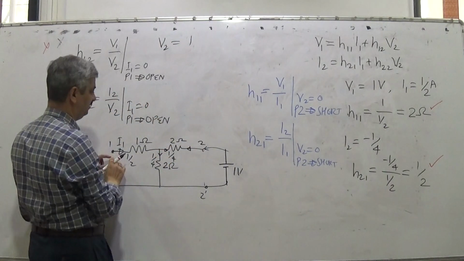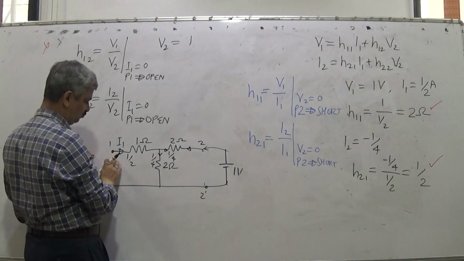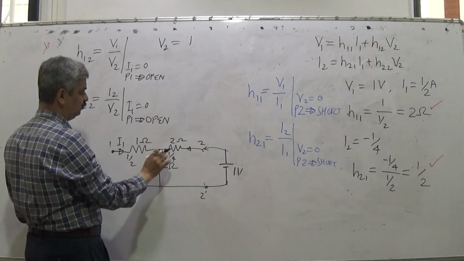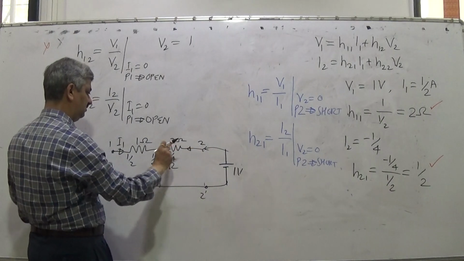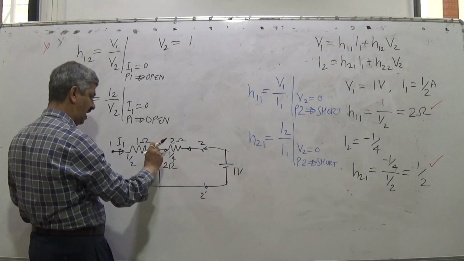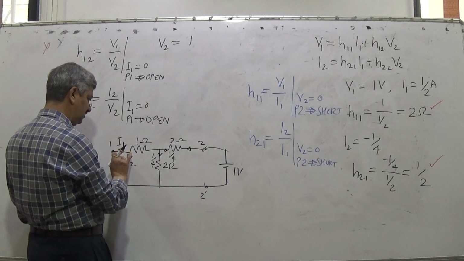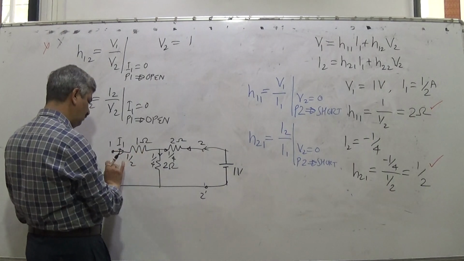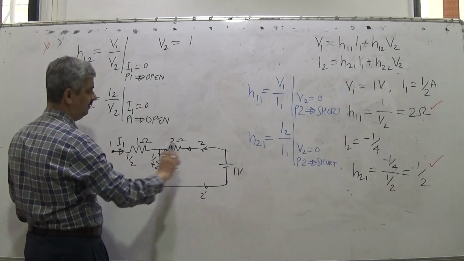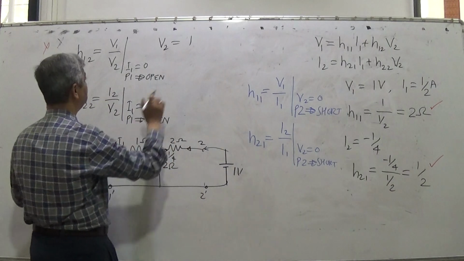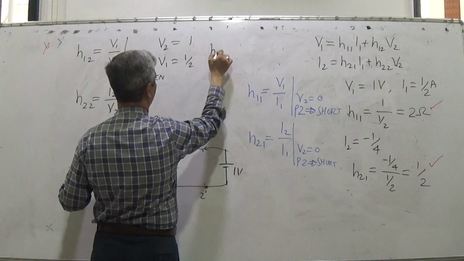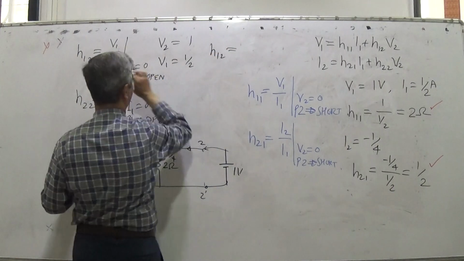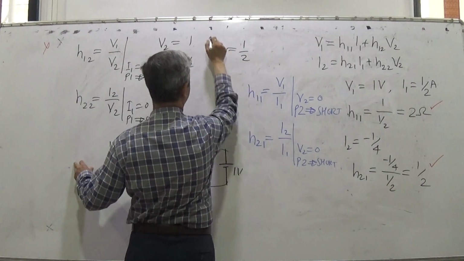Now it is open. So when this is open, it goes out of question. V2 is 1 volt. This voltage is half volt. There is no current, so there is no drop. So V1 which we measure here is half. V2 is 1, V1 is half. So H12 is equal to V1 upon V2, that is half, unitless.